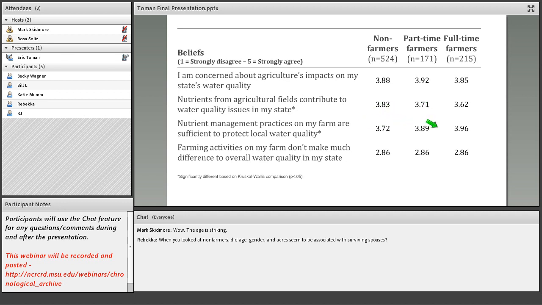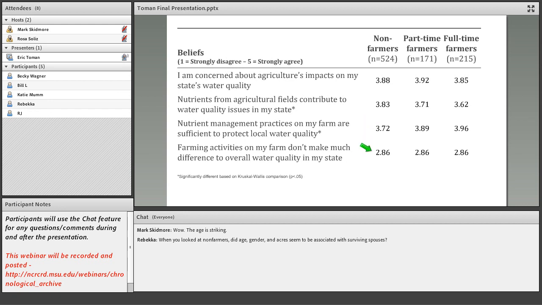Full-time farmers were more likely to indicate that, and part-time farmers as well, that farm practices, nutrient management practices they were already engaged in on their own property are sufficient to protect local water quality. Non-farmers were less likely, but again, still relatively high agreement on this scale.